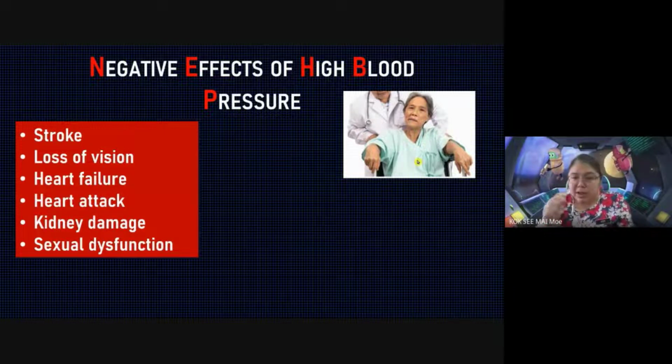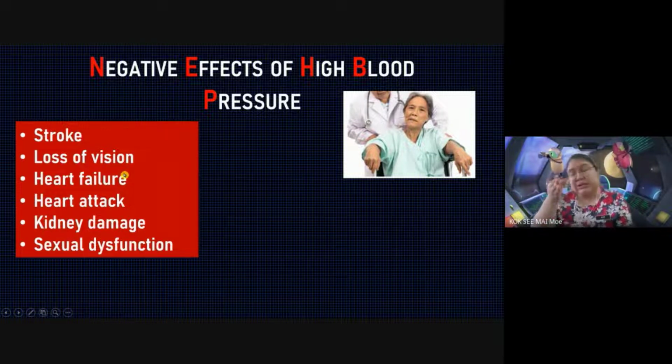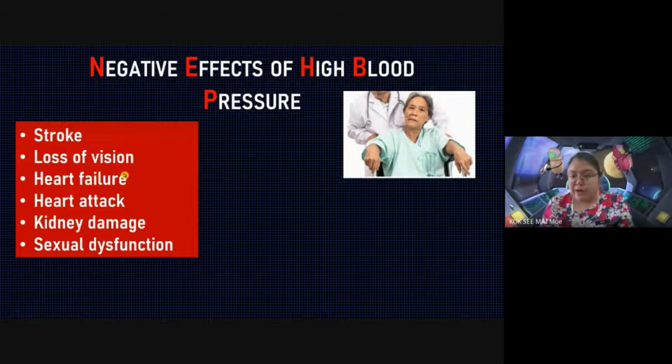High blood pressure can cause you to have a stroke. The blood cannot go through to your brain. So your brain doesn't have oxygen, so you cannot function. So you suddenly cannot move the whole body. Okay, number 2 is loss of vision, so you cannot see. Suddenly become blind when you have high blood pressure.